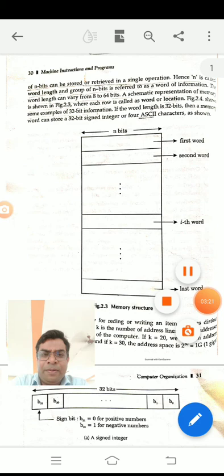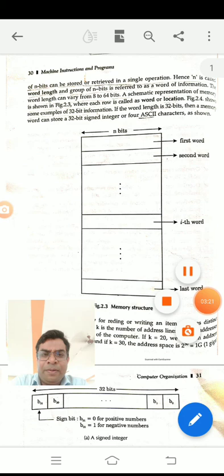The information is stored for the 8-bit location. What is the k? K is the number of address lines. Then if k is the number of address lines, 2 to the power of k addresses you have to store. 2 to the power of k means address space.